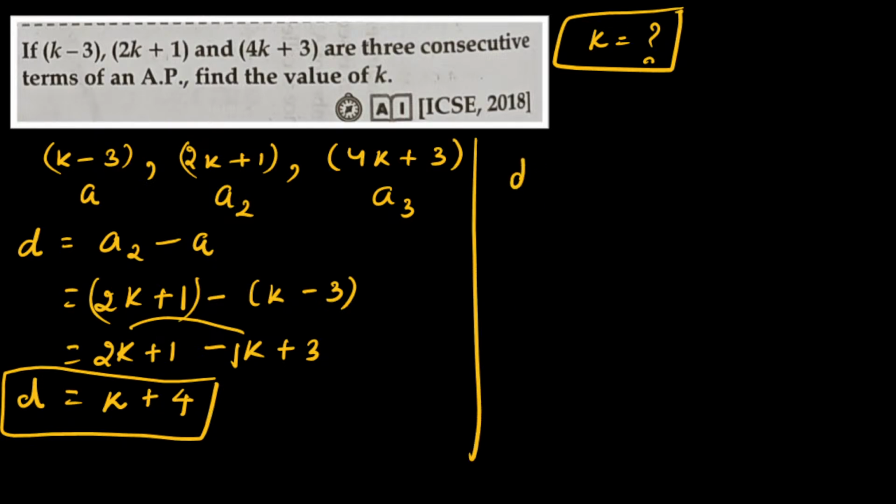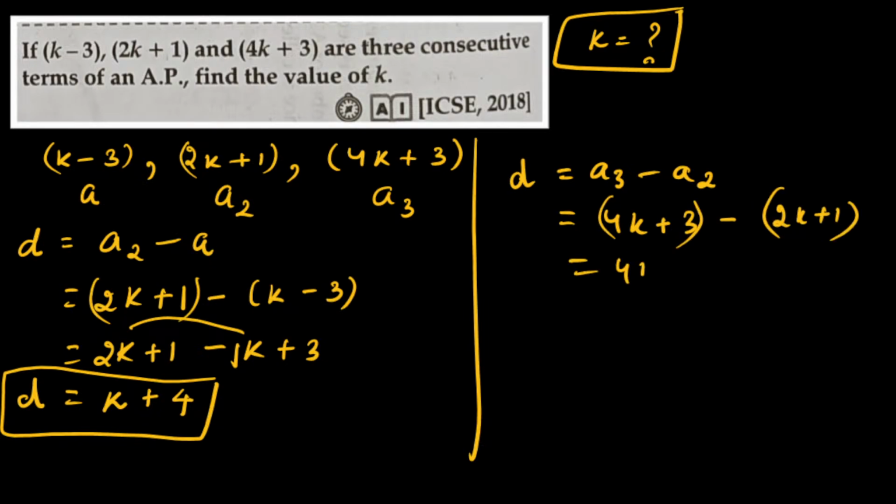So now another D I am finding. D is A3 minus A2. A3 is 4K plus 3 minus 2K plus 1. Let's open the bracket. So 4K plus 3 minus 2K minus 1, because of minus, the inner signs got changed. So 4K minus 2K are like terms, so 4 minus 2 is 2K. 3 minus 1 is 2.